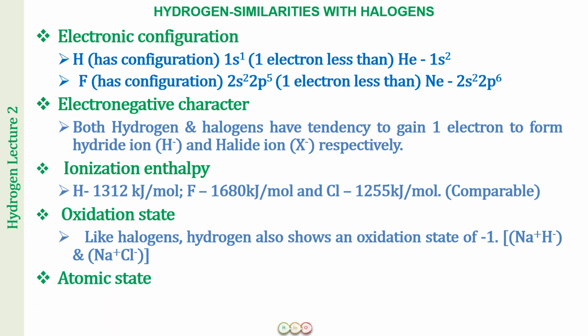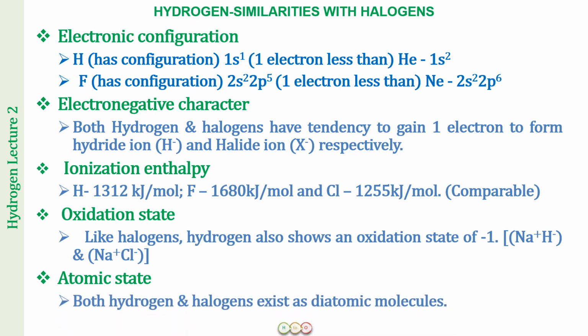The next we have is the atomic state. So hydrogen exists as a diatomic molecule H2. Similar to this, we have the halogens existing as F2, Br2, Cl2, and so on, right? So the atomic state of hydrogen and halogens is the same. Whereas when we talked about the alkali metals, I hope you remember, they were existing in the monatomic form in the vapor state, whereas hydrogen exists as a diatomic molecule. Fine.